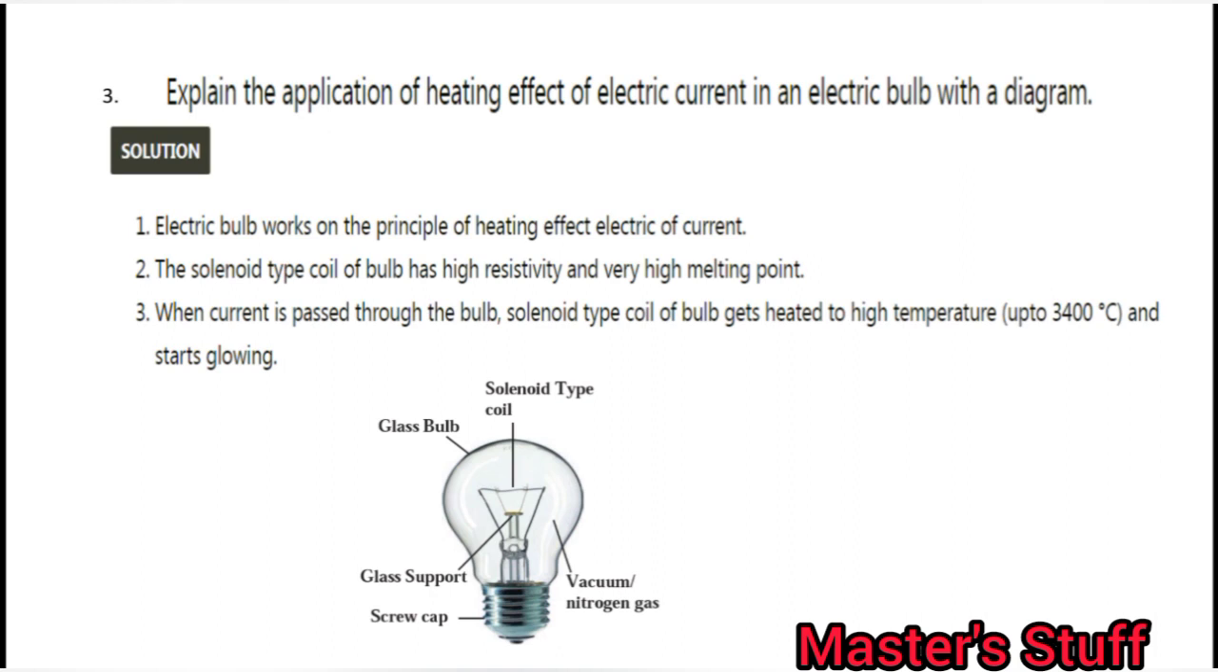Here the figure of the bulb is given: glass bulb, solenoid type coil, vacuum, nitrogen gas, glass support and screw cap.